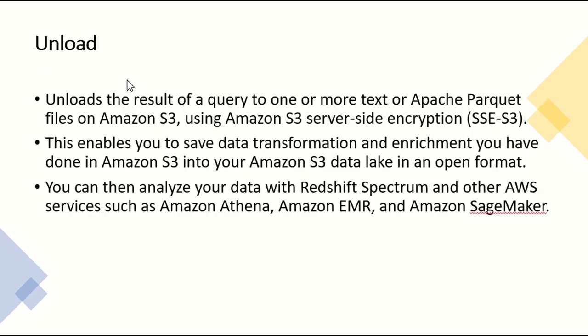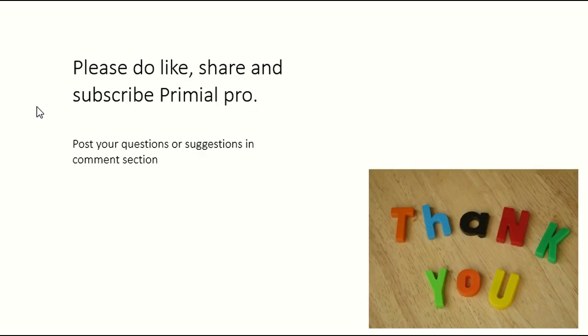Let us see the Amazon Redshift UNLOAD function. It is used to capture the result of your query and store it in a text or Parquet format on S3. This enables you to store all your transformed data in an S3 bucket in the format you require. It could be a text format or a Parquet format. Then you can analyze the data using Amazon Redshift or other Amazon services such as Amazon Athena, EMR and Amazon SageMaker. In the next video, I will share the details regarding Amazon Redshift Spectrum and I will also show hands-on with Redshift and Redshift Spectrum.